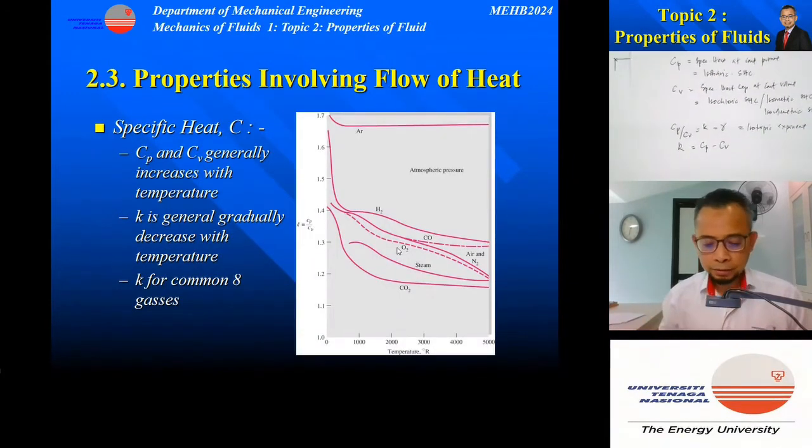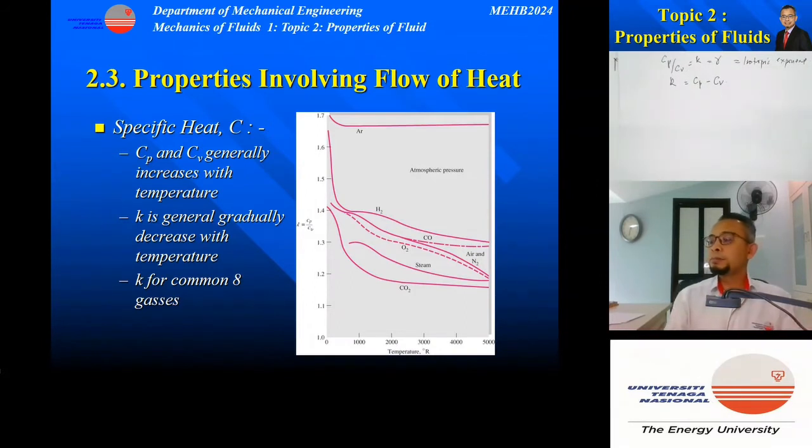If you look at how the isentropic exponent varies with temperature for some of the gases, we can see that generally the isentropic exponent goes down with temperature. This indicates that if you compare Cp and Cv on how they vary with temperature, Cv increases at a higher rate compared to Cp. Because of that, the ratio of Cp over Cv reduces.